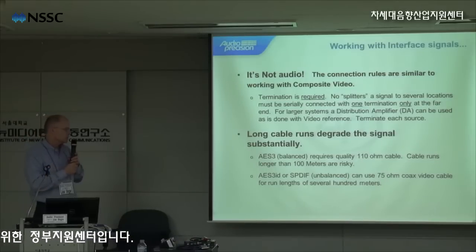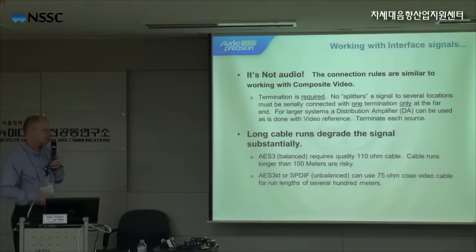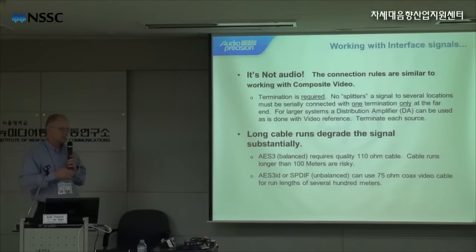One thing to note is that long cable runs can degrade the signal substantially. An AES-3 balanced cable requires good quality 110 ohm cable, and cables longer than 100 meters are risky. The AES-3 ID or SPDIF unbalanced can use 75 ohm coax cable, and you can have cable run lengths of several hundred meters.